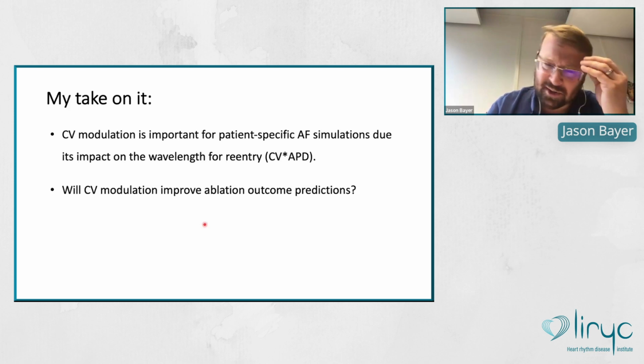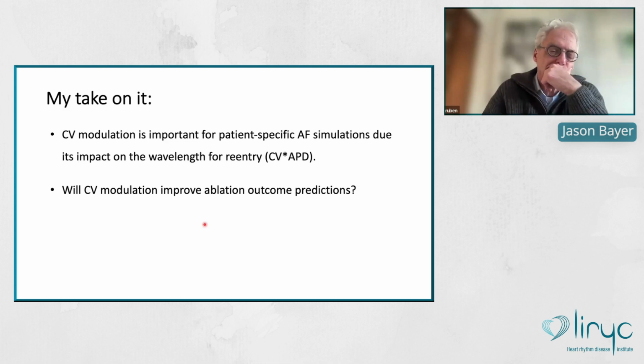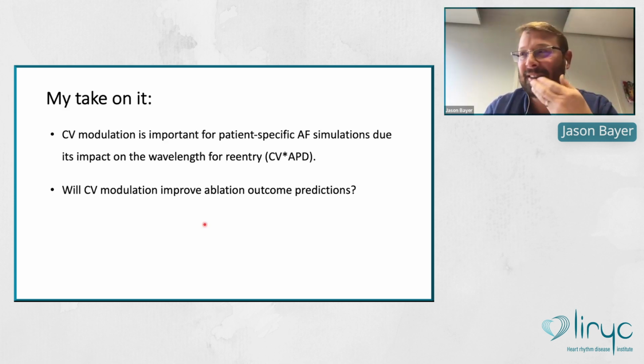But I still have many questions. Will CD modulation actually improve ablation outcome predictions? I don't think we know enough about how the ablation actually works yet to find exact targets. So even though we reproduce the arrhythmia better, I still don't know if it's going to improve how the model predicts the actual therapy. I do predict that they use different ablation therapies and things, but I'm not so sure that it still will drastically improve that. It'll just be a closer representation of what is being mimicked in the patient.